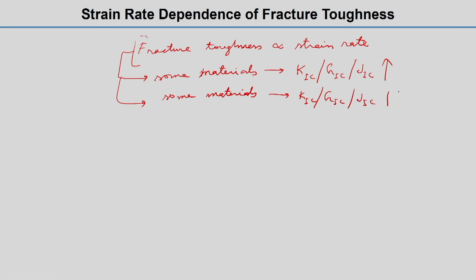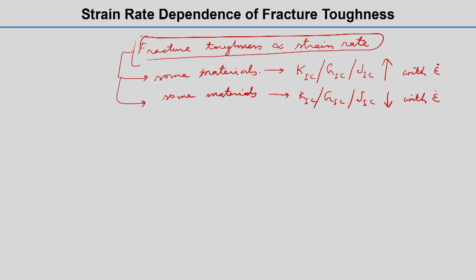These parameters measure the crack potency, that means whether a crack can grow or not. So these can decrease or increase with strain rate. Sorry, I didn't write it here. So whether the fracture toughness is proportional to strain rate or not, we are not so sure. Some materials will show it in one way, and some materials will show it in a different way.